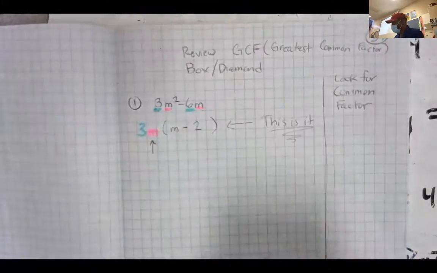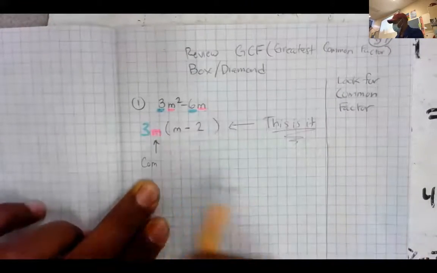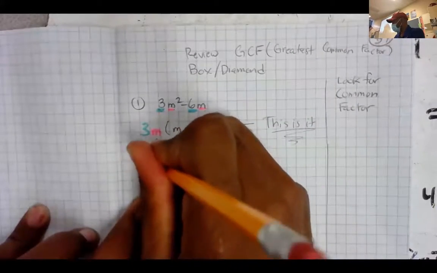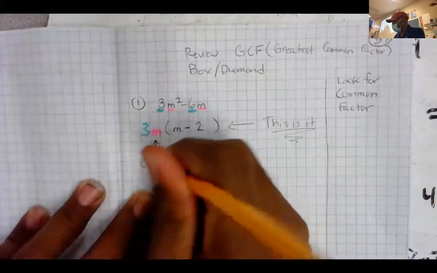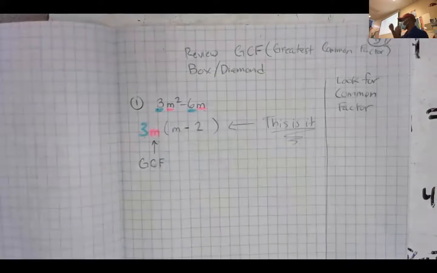So again, right here, the 3m is the common factor. Actually, I'm just going to write it's the GCF, the greatest common factor. Make sure you're looking for the greatest common factor. What's the biggest number that those two will divide into?